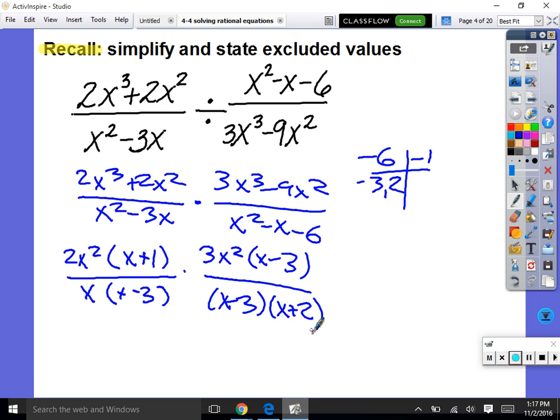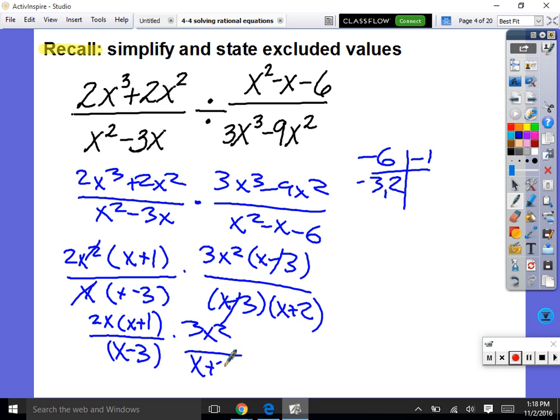Okay, step off to the side. How many of you got that far? Okay, awesome. And now what I did is I just started on the left side and saw what I can cancel out, and all I had to cancel out was this. I can just take off that x, and now take off that x squared. So that'll be a 2x on x plus 1 over x minus 3. And on this one, this x minus 3 and this x minus 3 are in common, so I can take those out. That'll be times 3x squared over x plus 2.